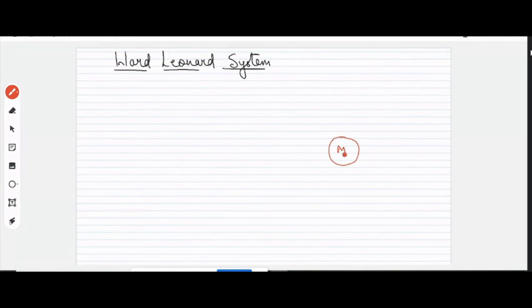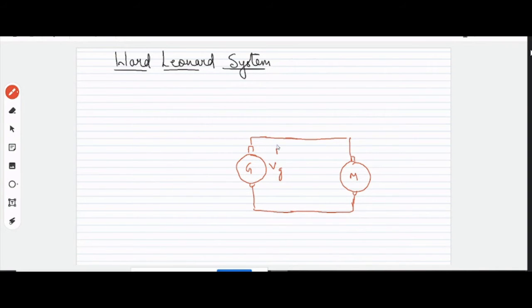In this, what we do, we use the motor whose speed we want to control. And because we wish to control the speed of this motor using armature voltage control, we feed this motor's armature circuit using one generator. So we connect the motor armature circuit to the generator armature circuit, right? So we will be generating the voltage and feeding it to the motor. Is this clear? Yes, sir.